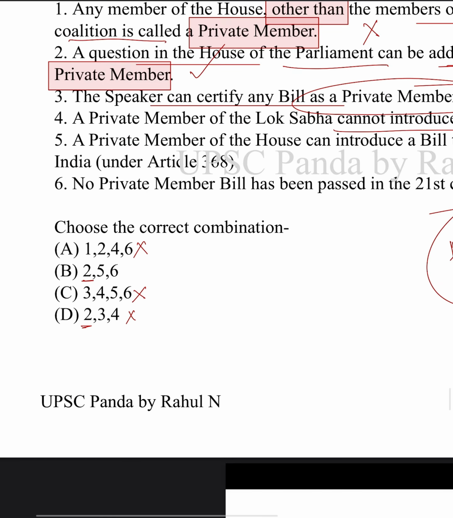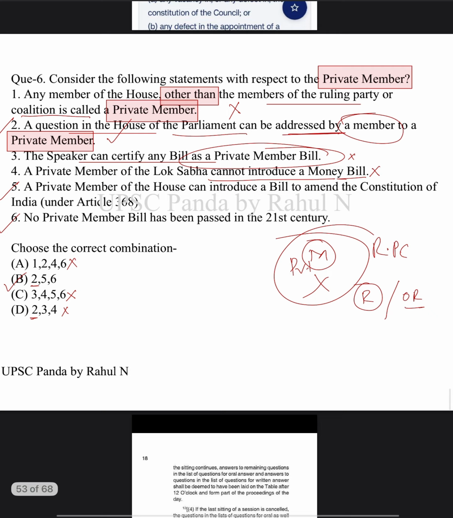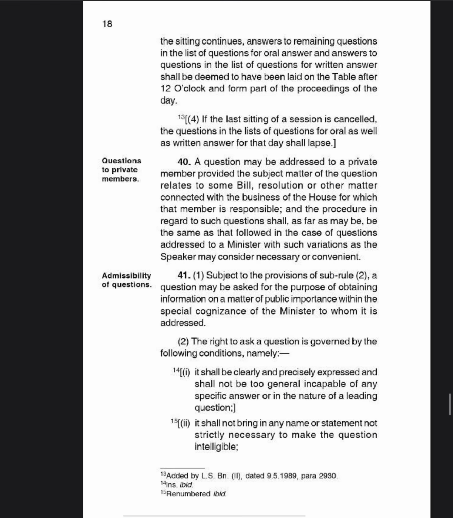See, answer you have got. Answer is B. The 2nd, 5th and 6th. ठीक है, because money bill private member issue कर सकता है. Let me explain you. See, question to private members.